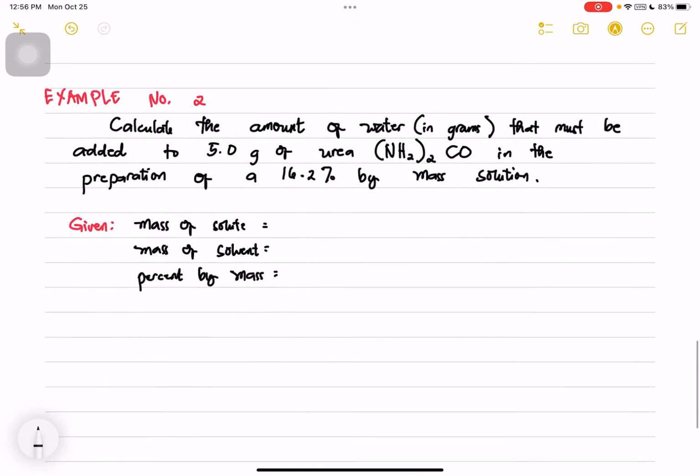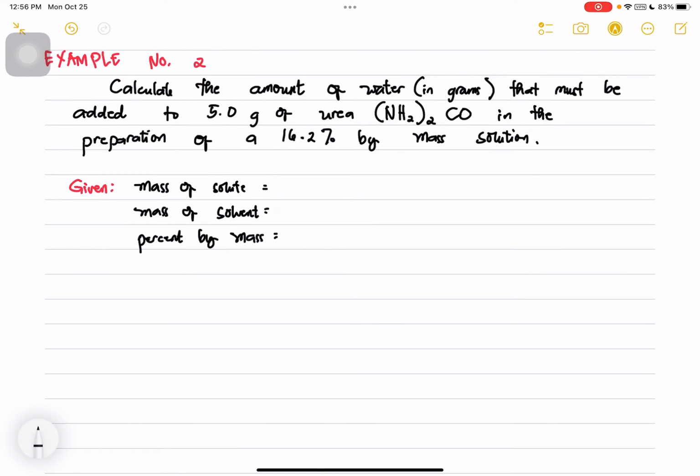So let's have an example number 2. Calculate the amount of water in grams that must be added to 5 grams of urea in the preparation of a 16.2% by mass solution. This is different from the first problem because what is asked here is the mass of the solvent or the mass of the water. So let's identify first the given. The mass of solute is 5.0 grams. The mass of solvent is unknown, and the percent by mass that is given is 16.2%.